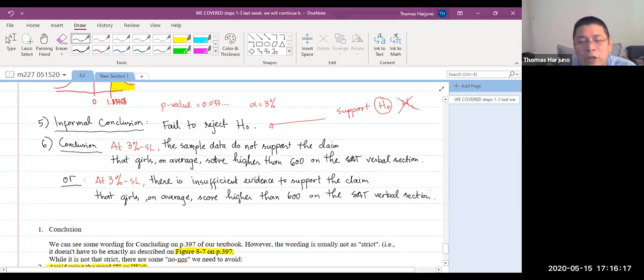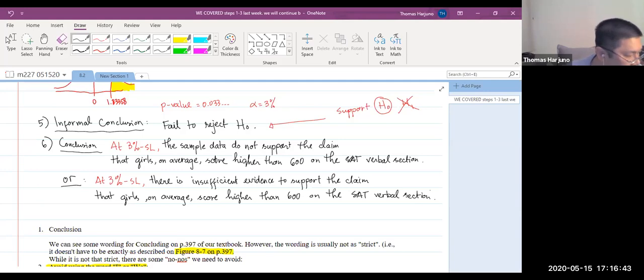So there are many ways to word it. Just keep in mind, do not use the word I or we. Do not use the word proof. You always need to compare the sample data, which is your evidence, against the claim. So you can say the sample data support or do not support. There's sufficient evidence or insufficient evidence.